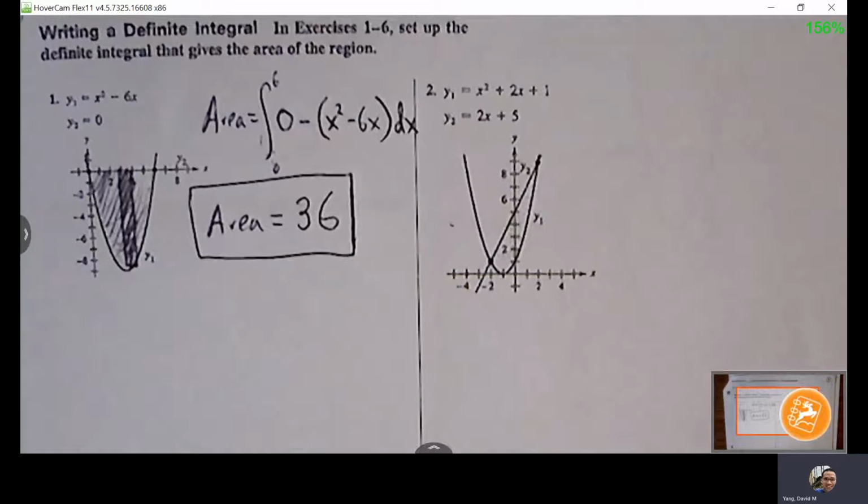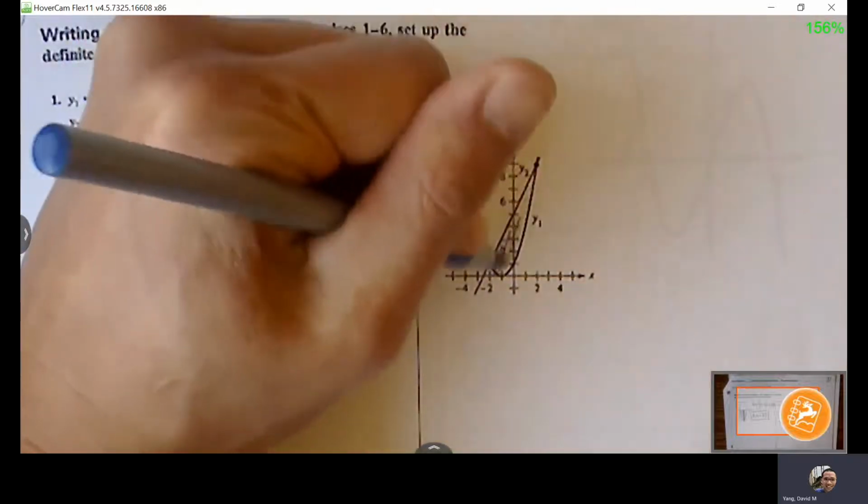We see that these two graphs are above each other. The linear graph is the one that's higher up. The quadratic is the one below. So we're going to do top minus bottom here.